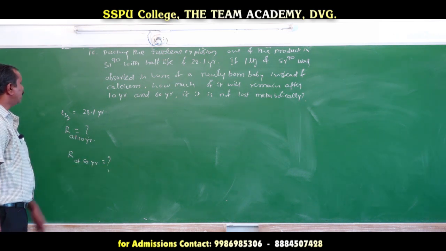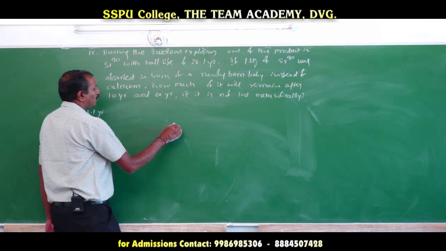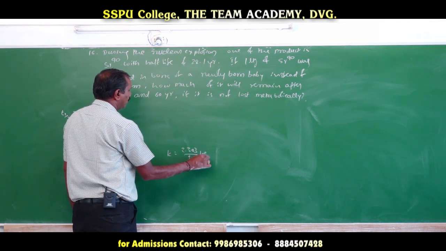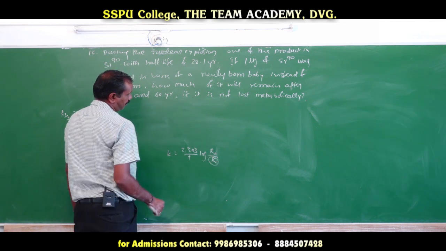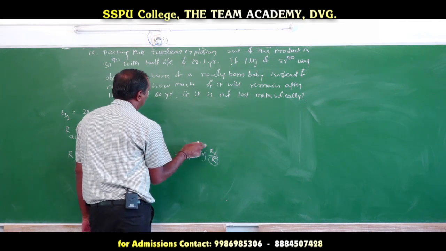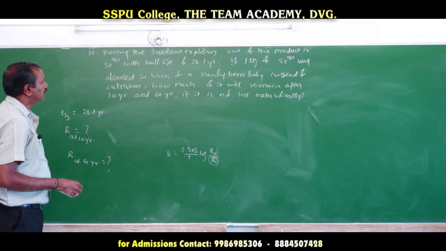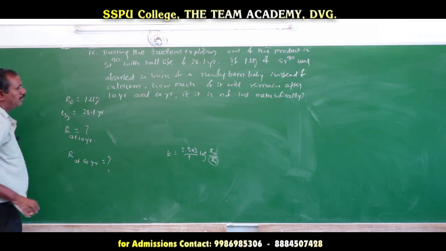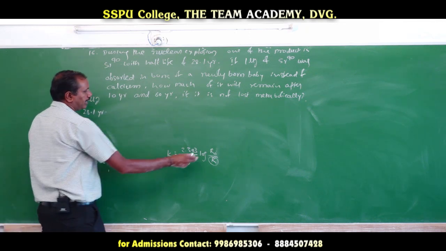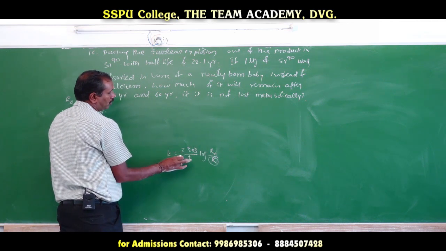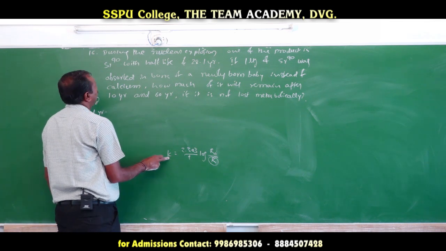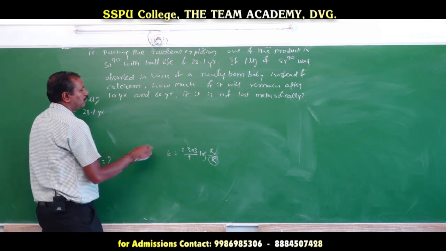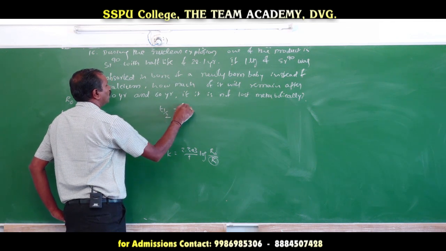First we will calculate the R value at the 10th year. K equals 2.303 by t into log of R naught by R. To find R, we need R naught, the initial concentration, which is 1 microgram. So R naught is 1, and t is given as 10 years. How to calculate the rate constant K? For a first order reaction, t half equals 0.693 by K.